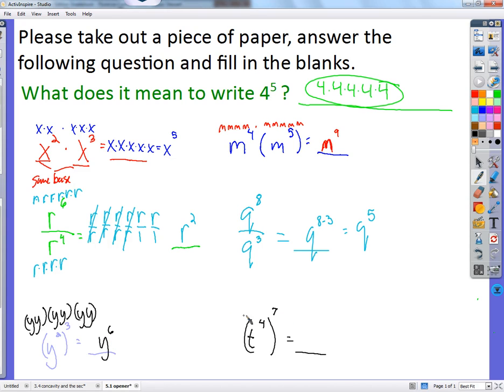So imagine we have seven groups, 1, 2, 3, 4, 5, 6, 7, because we're multiplying something by itself seven times. Right? And each of those groups is what? Four factors of t. T to the fourth, t times itself four times, however you want to think about it. So we have seven groups of four t's as t to the what? 28th.